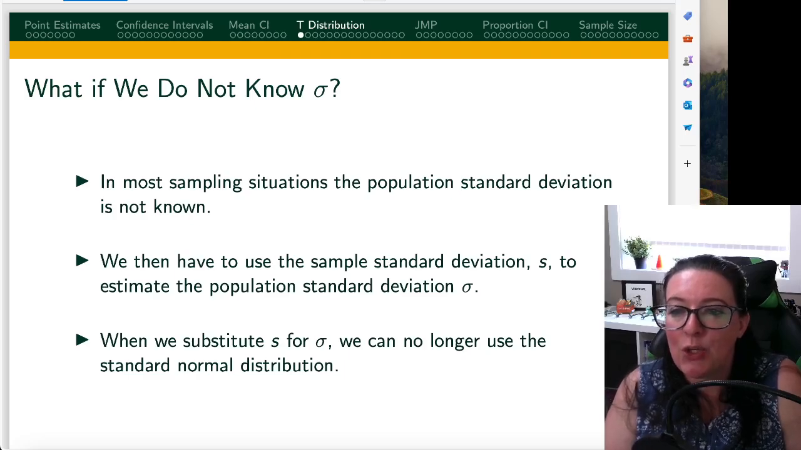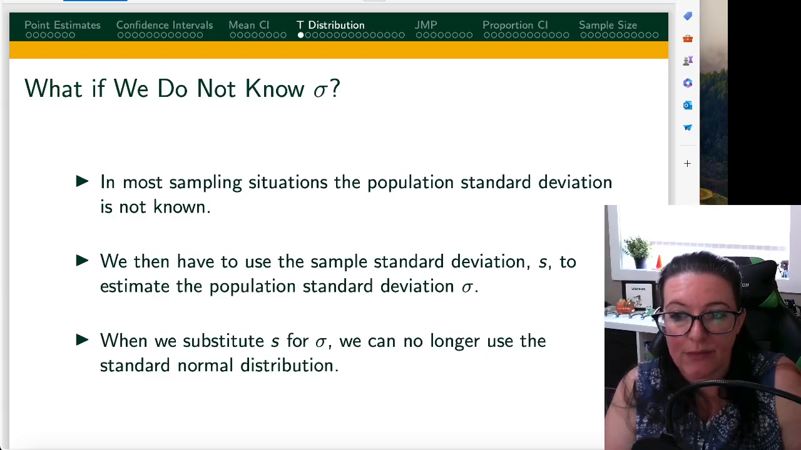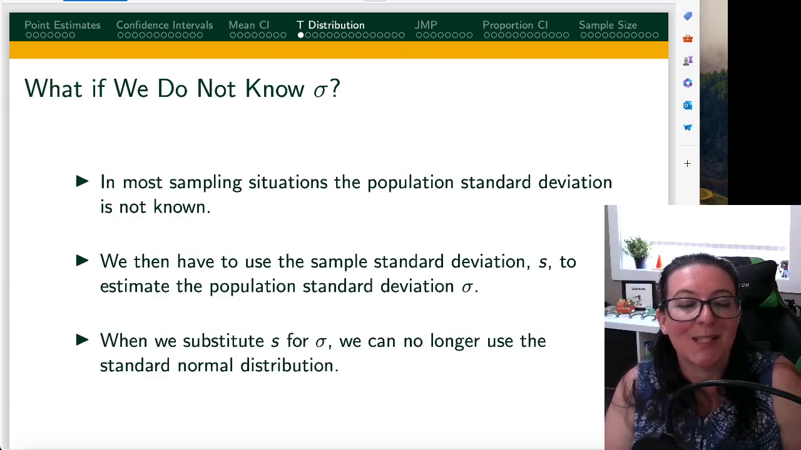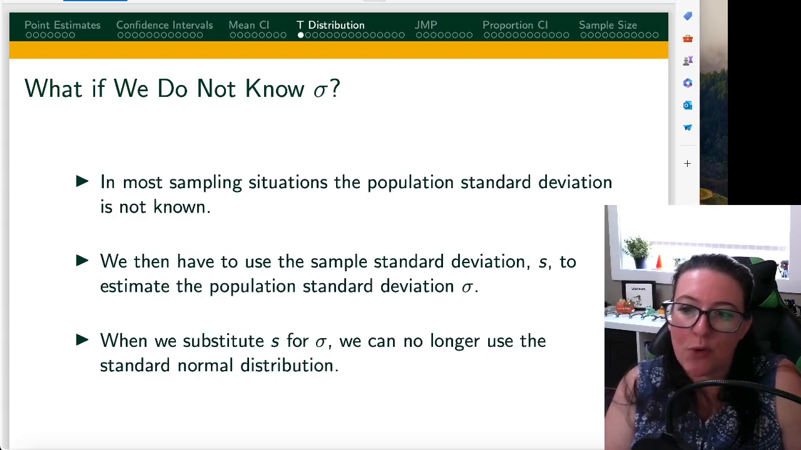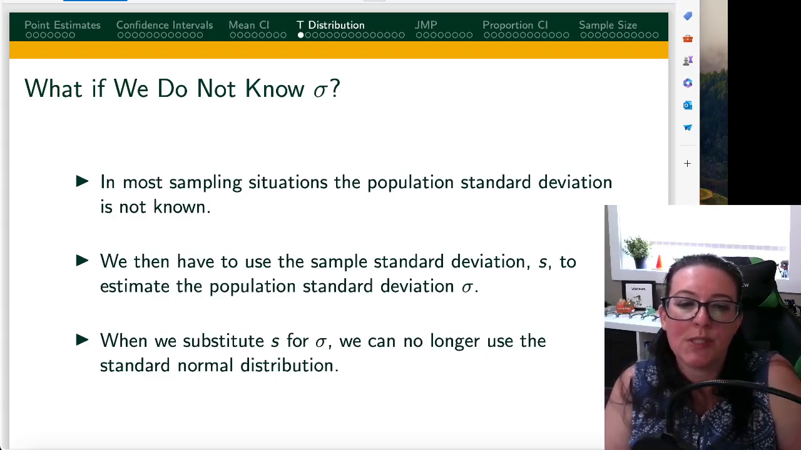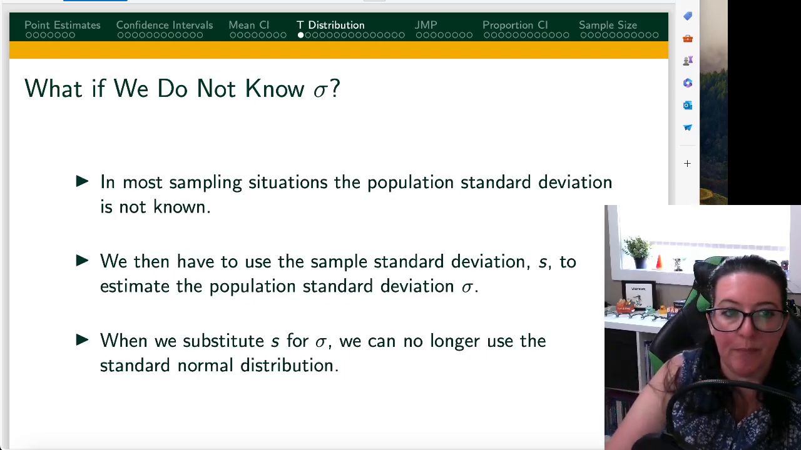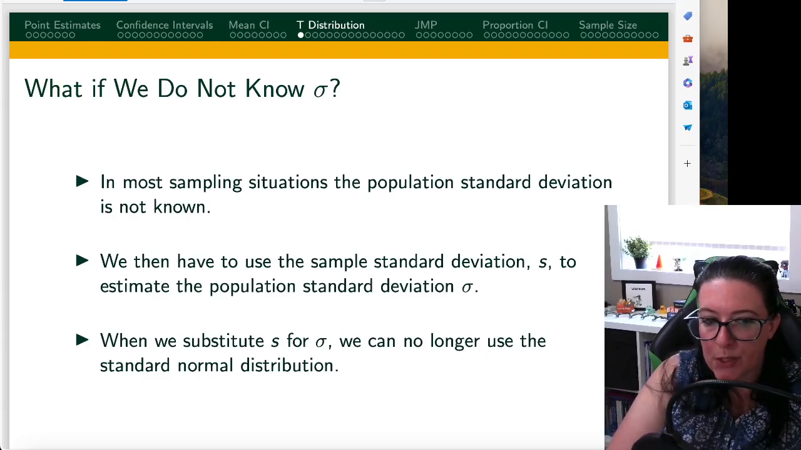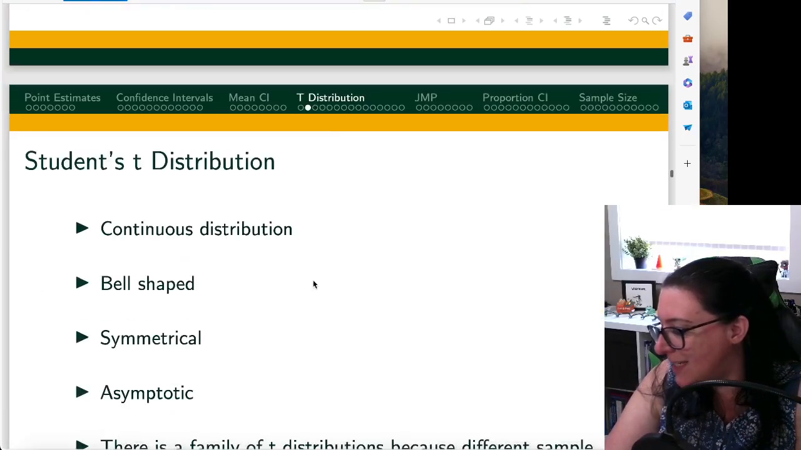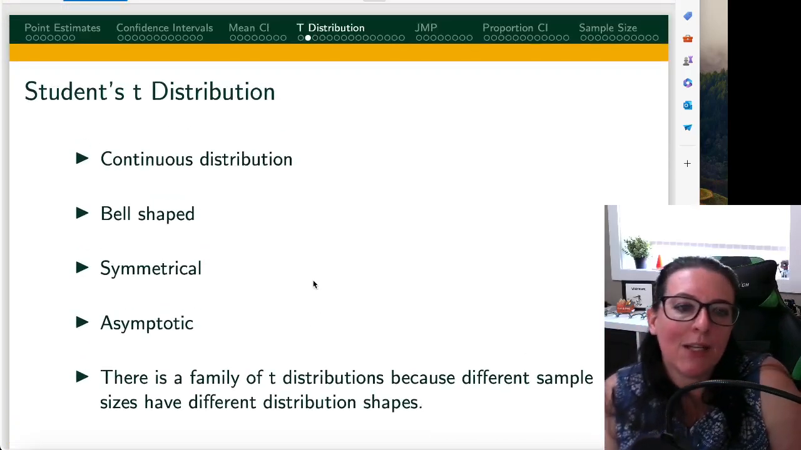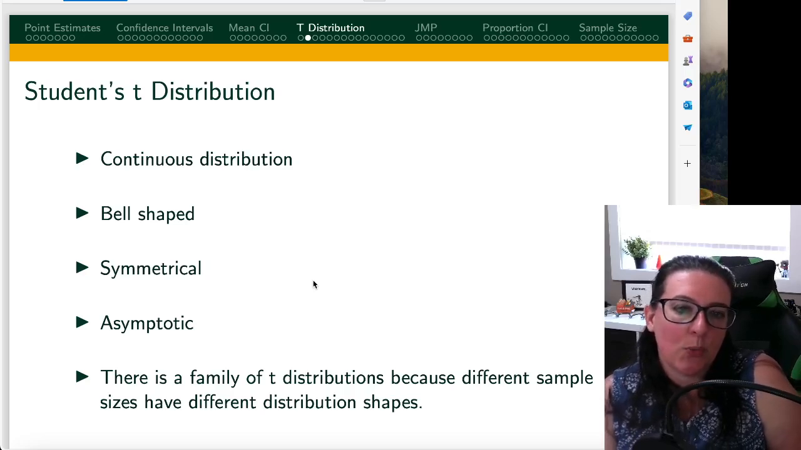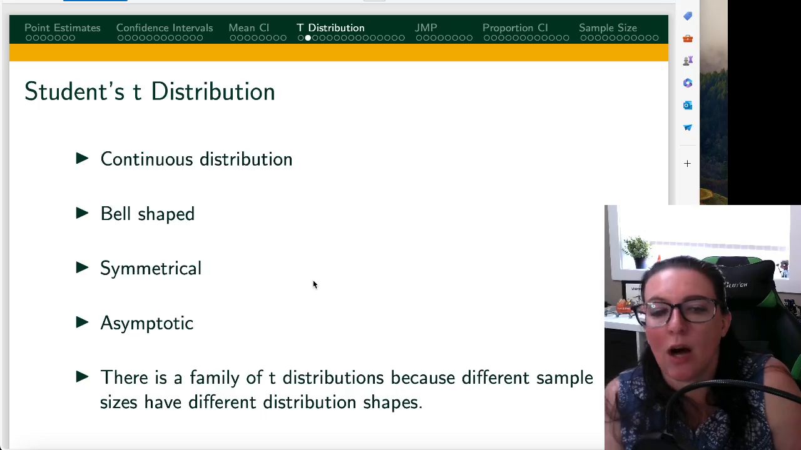We can use the sample standard deviation to estimate the population standard deviation. So we can use S as a point estimate for the population standard deviation sigma. When we substitute S for sigma, though, we can no longer use the standard normal distribution. So what we're actually going to be using is what is called a t-distribution. Student's t is its exact name. Around 1908, the student's t-distribution was created by a man named William Sealy Gosset.